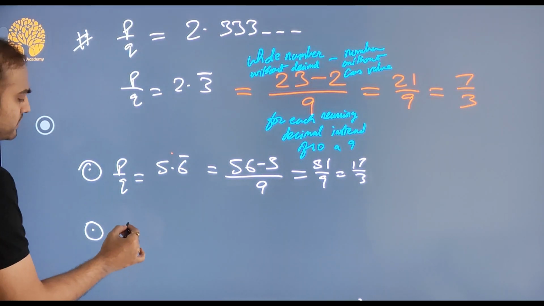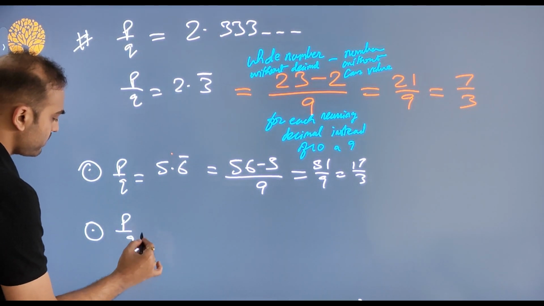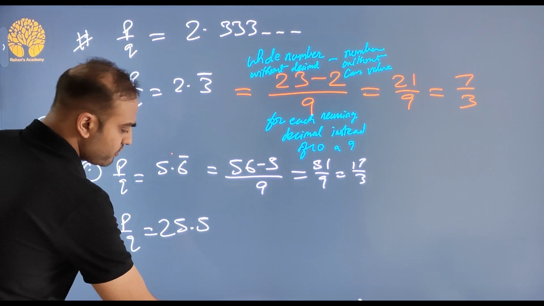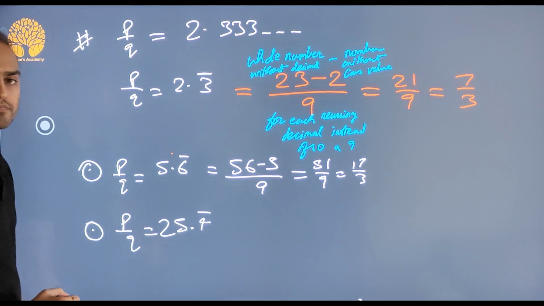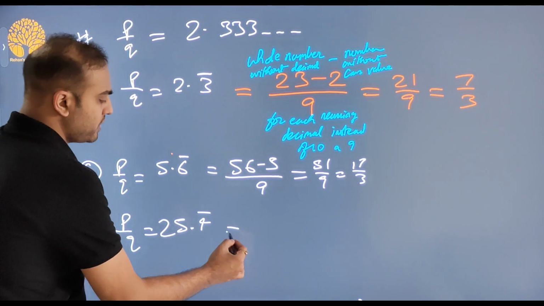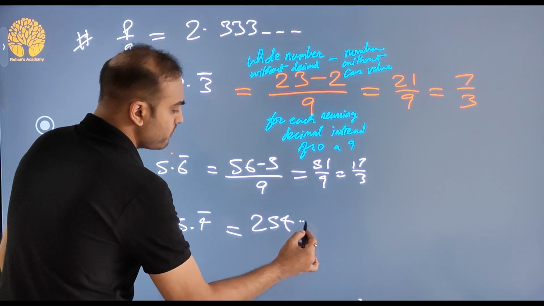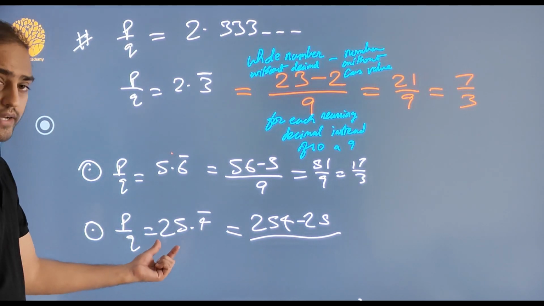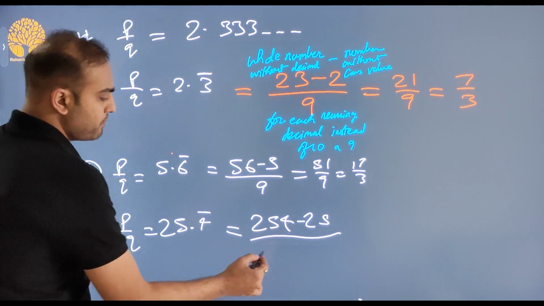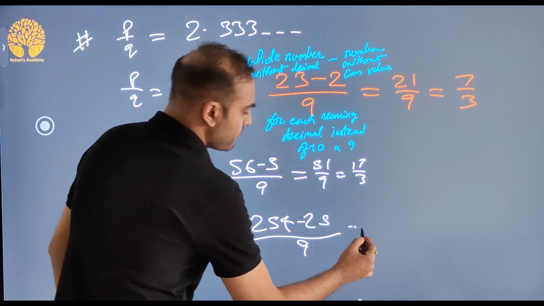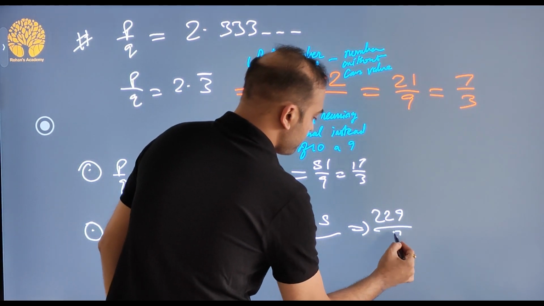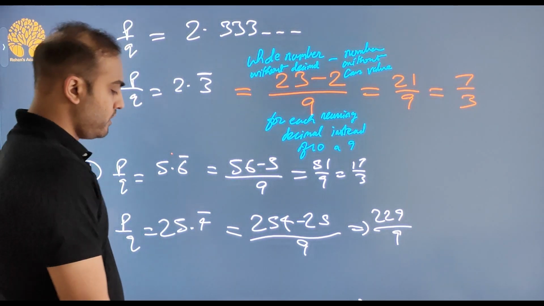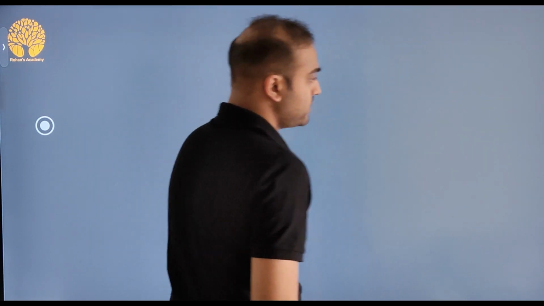Let's take another example, say 25.4 bar. This will become 254 minus 25, the whole number minus the number without bar 25, by 9, that is 229 by 9. If you understand this, let's continue.